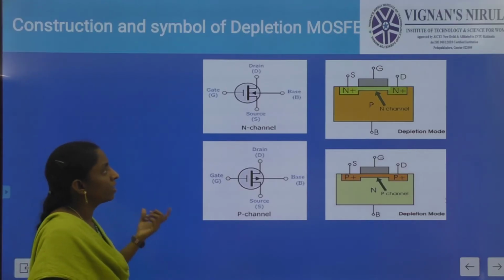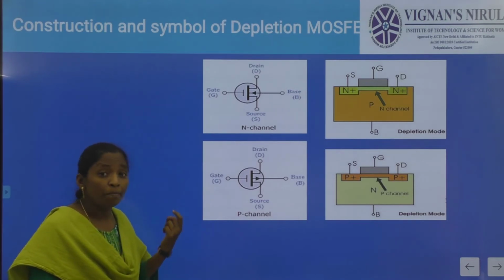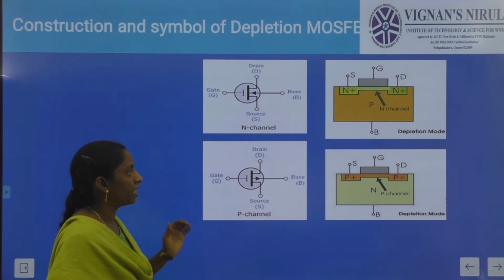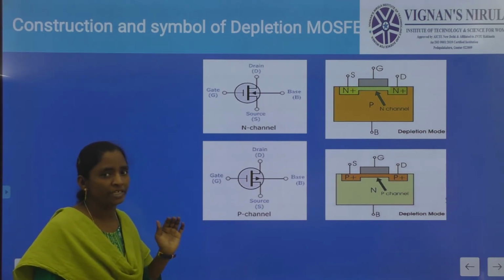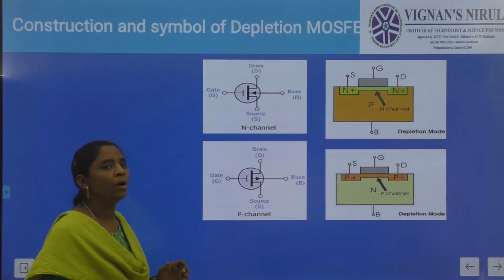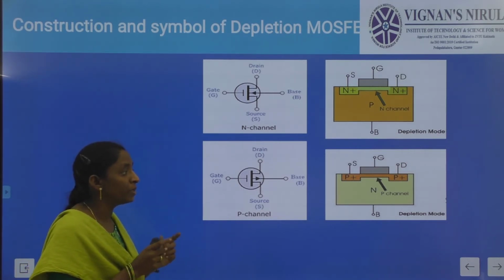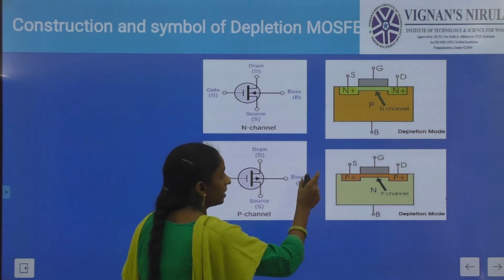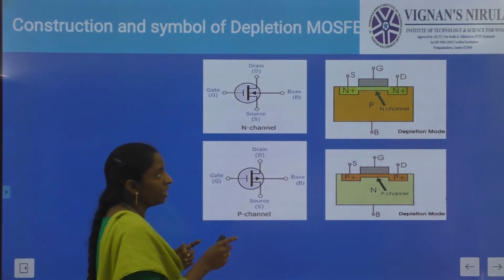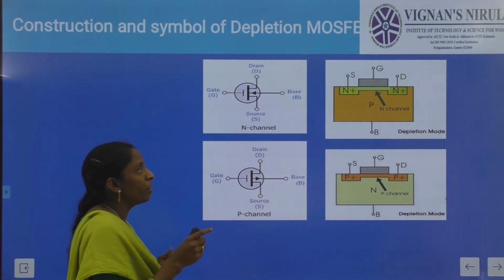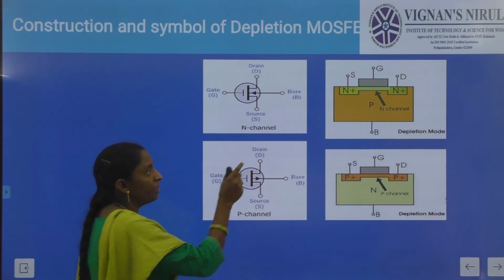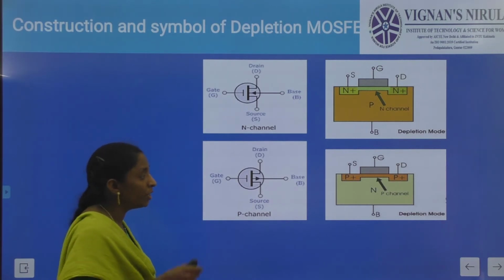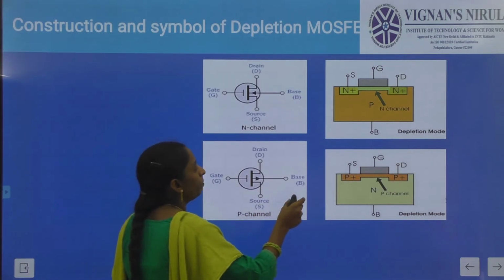This is the construction and symbol of the depletion mode MOSFET. The construction of the depletion mode MOSFET is the same as the enhancement MOSFET. The only difference is that we are diffusing a channel between the plus regions. In N-channel MOSFET, we diffuse an N-channel between N plus regions. In P-channel depletion MOSFET, we diffuse a P-channel between P plus regions.